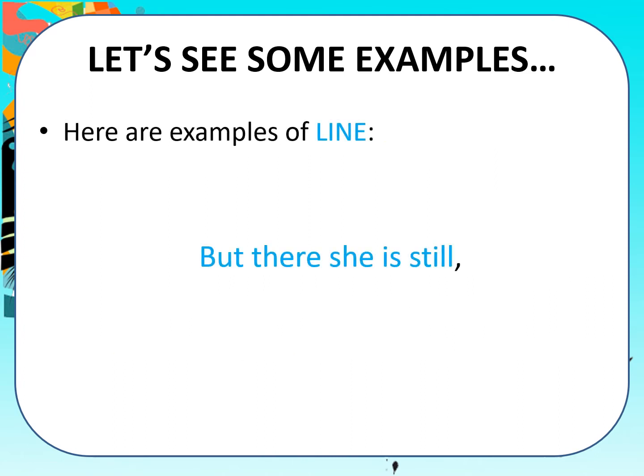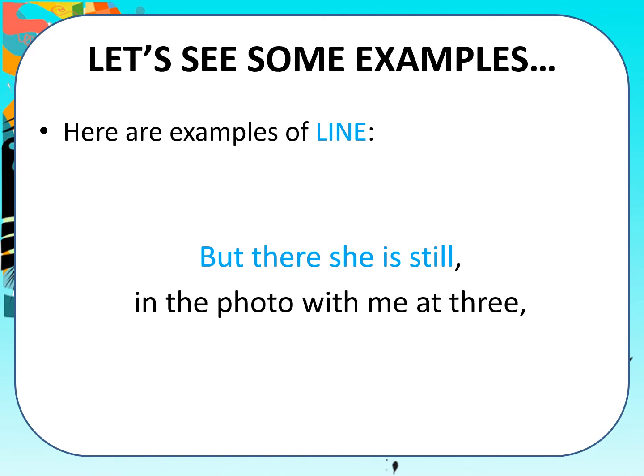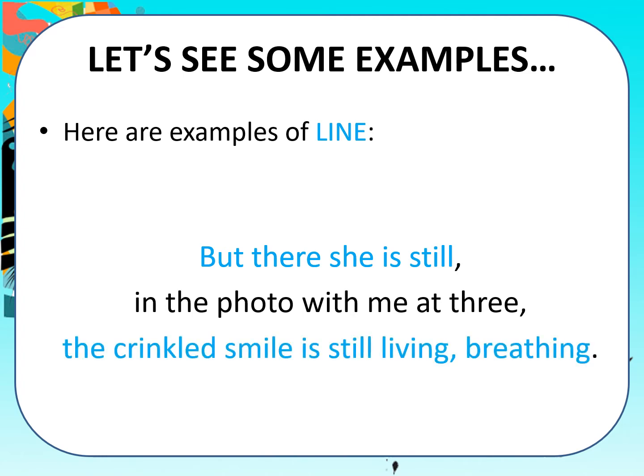And the last one, look at the blue one. But there she is still. This whole thing is a line. In the photo with me at 3, even though I did not put blue, this is also a line. And the last one is, the crinkled smile is still living, breathing. If you leave out even one word, let's say you leave out breathing, and you only take the crinkled smile is still living, then it becomes a phrase. Okay?